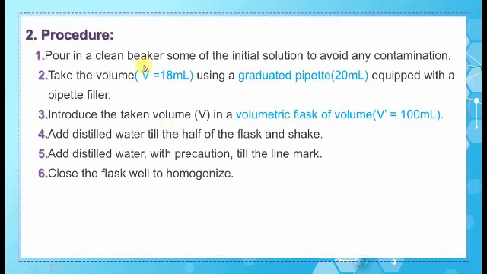The procedure. Pour in a clean beaker some of the initial solution to avoid any contamination. Take the volume V, 18 ml, this is the calculated volume, using a graduated pipette 20 ml equipped with a pipette filler. Introduce the taken volume V in a volumetric flask of volume V prime, 100 ml. Add distilled water till the half of the flask and shake.